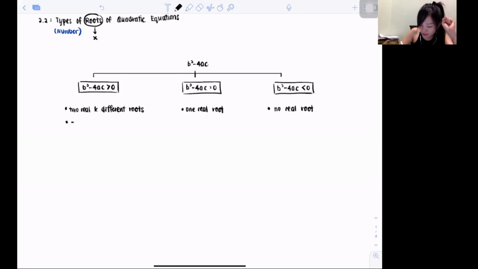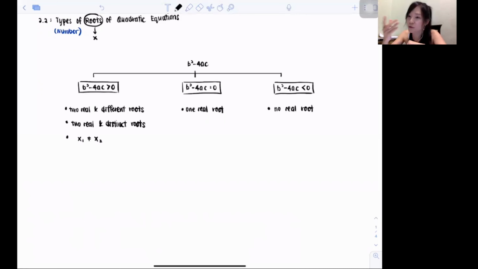So 2 real and different roots, we can also call it 2 real and distinct roots. It also means that you have 2 answers, 2 different answers, correct? Other than that, what else can they say? Or maybe they can say x1 and x2 not the same. So x means what? Roots, right? So x1 not equals to x2. That means these 2 roots are not the same. Not the same, isn't it?